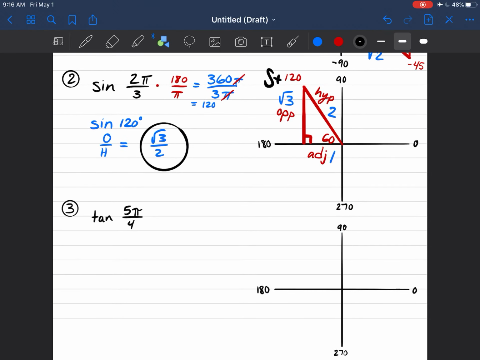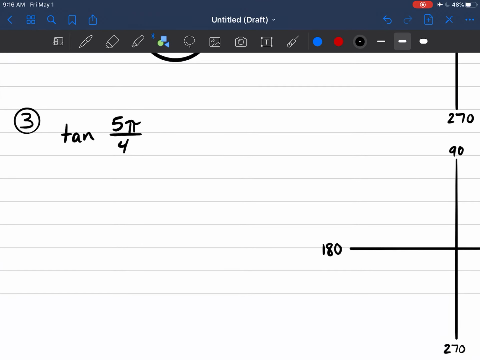All right, next one, 5 pi over 4. Again, it's in radians. Convert to degrees. So multiply by 180 over pi. So then I believe that's 900 degrees when you multiply 5 times 180. And then 4 times pi on the bottom. Cancel out the pi. And 900 divided by 4, I believe, is 225.